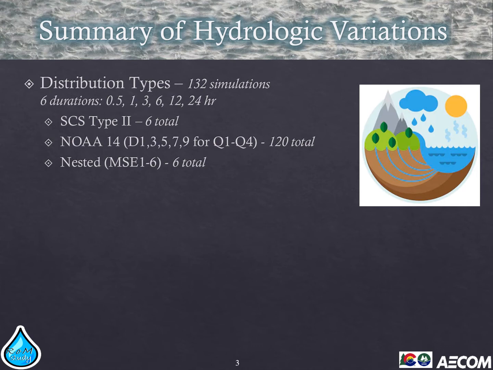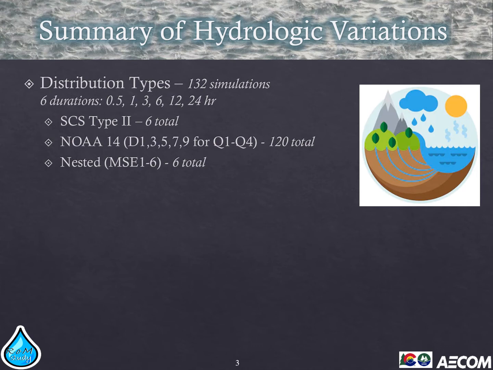So we looked at 6 different durations across 3 different families, you might call it. So we looked at the half hour, the hour, 3 hour, 6 hour, 12 hour, and 24-hour durations. And we applied these to the SCS Type 2. So that's where you get 6 of them because of 6 durations, to the NOAA Atlas 14, looking at 5 different deciles for each of the 4 quartiles. So that's how you get to 120.